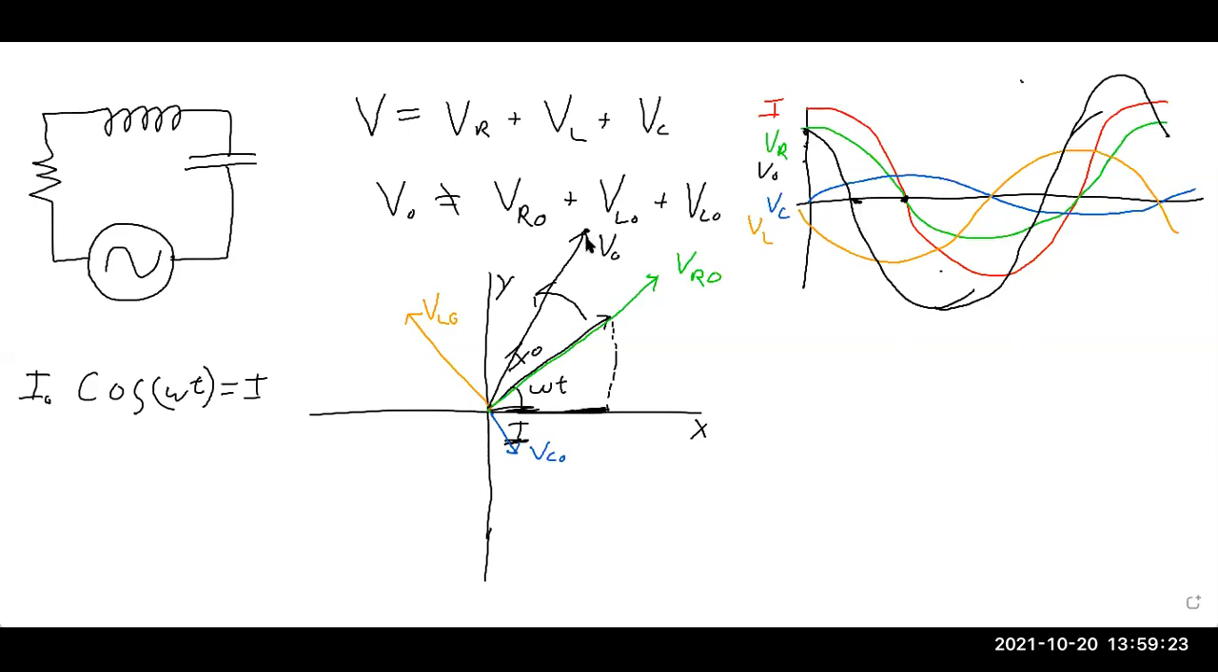So if you wanted the voltage across the source at any given time, you would just go back and get the x component, or the real component. So that would be our voltage across the source.